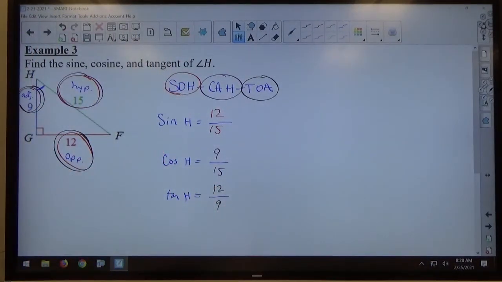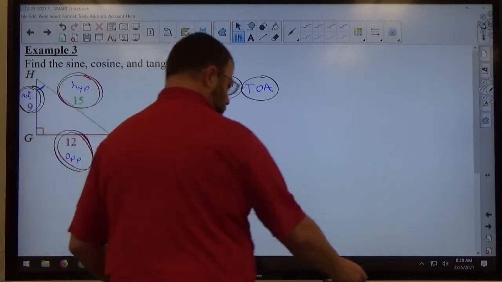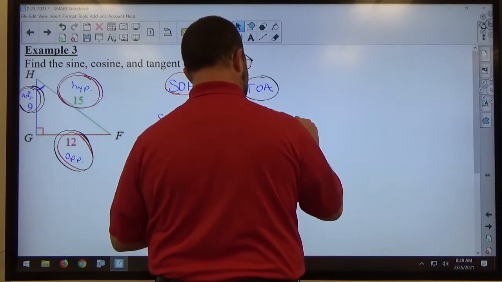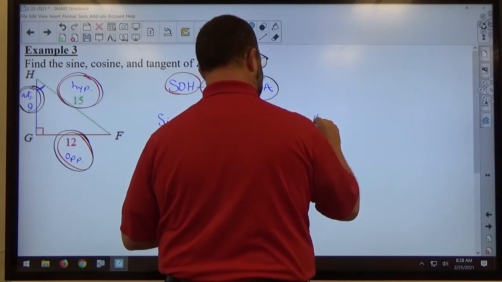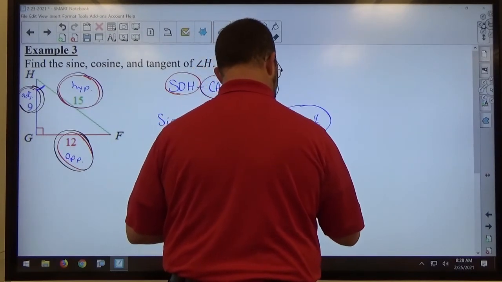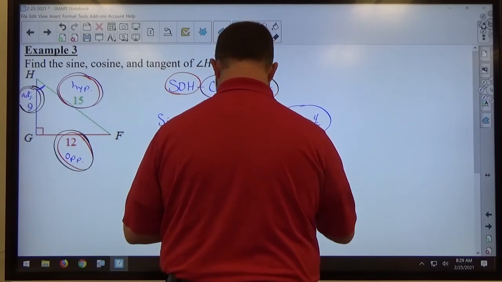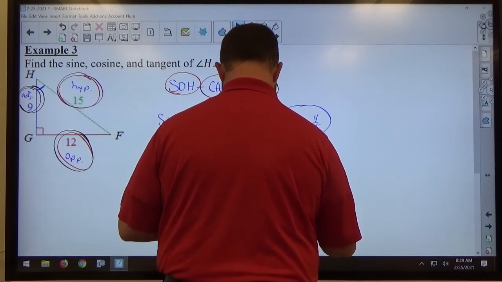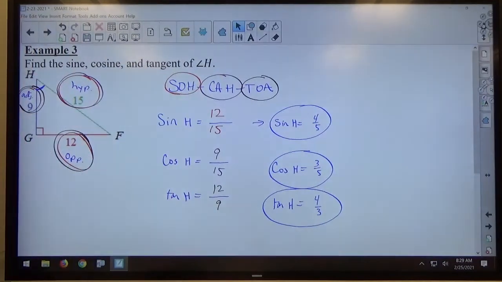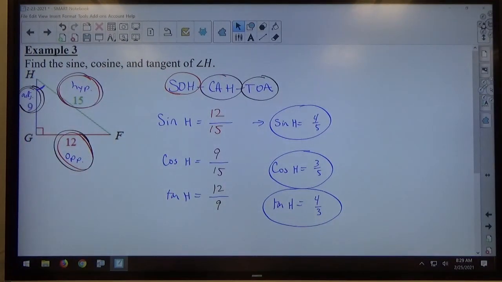When numbers are in the problem, that's simply how you do it. Now, obviously each of these fractions, 12 15ths, 9 15ths, 12 9ths, all look reducible, right? So we should reduce. So the best answer in reduced form would be sine of h equals 4/5. Cosine of h equals 3/5. And tangent of h equals 4/3. Always reduce the fractions to lowest terms.